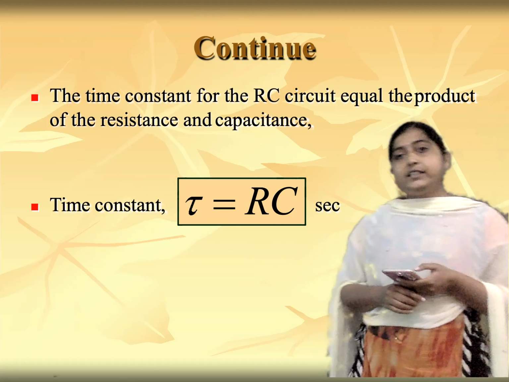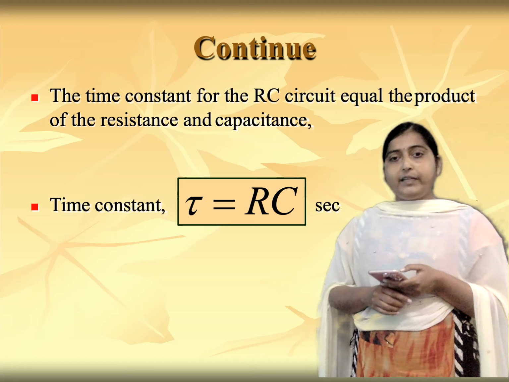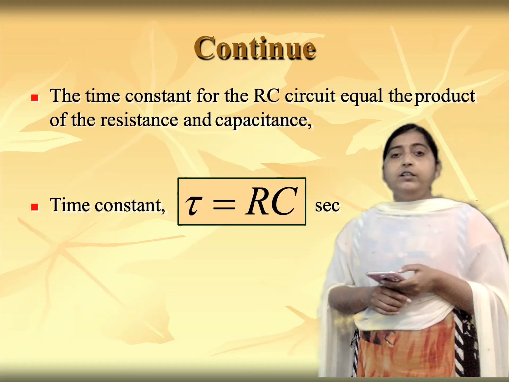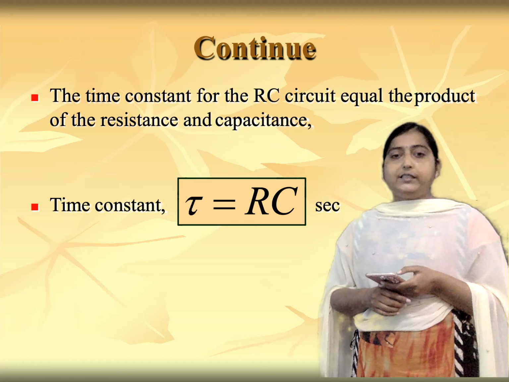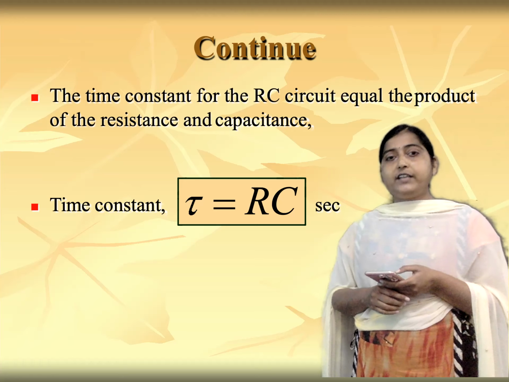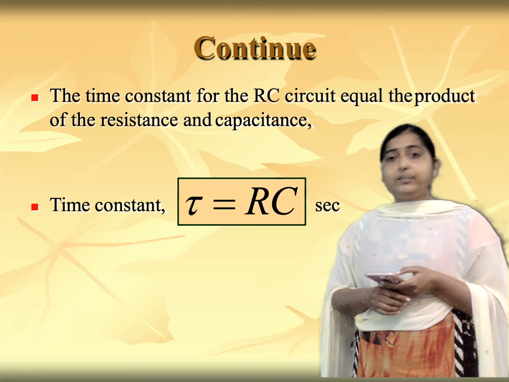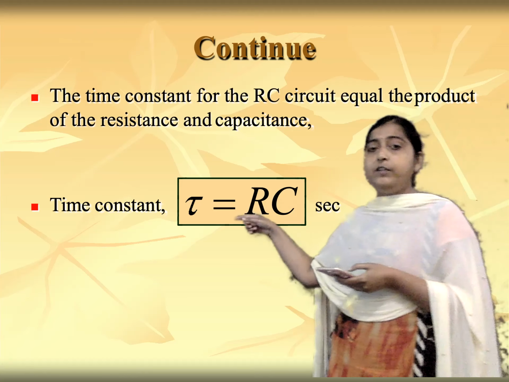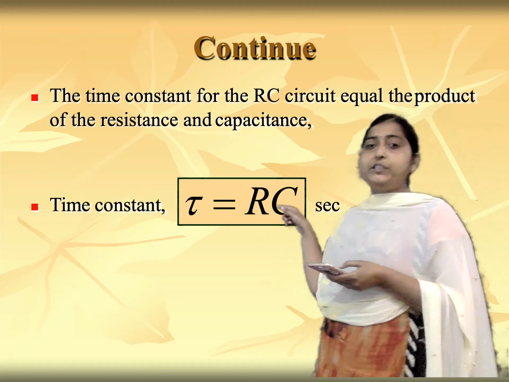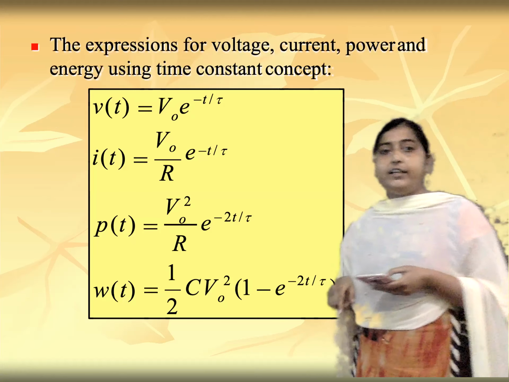The time constant is nothing but the amount of time taken by the capacitor to reach 63.2% of its maximum value. Because as we know, the capacitor cannot charge instantaneously, so it will take some time to charge. Therefore the total time which is required to reach the maximum steady state value for the capacitor is given by tau is equal to R into C.